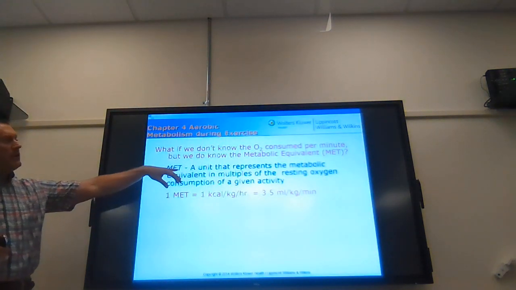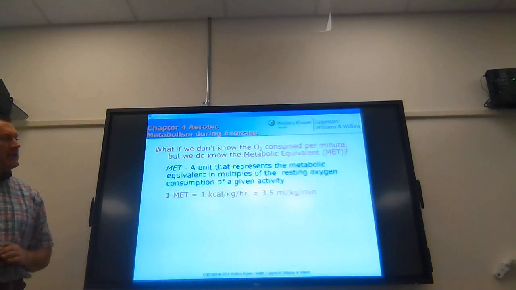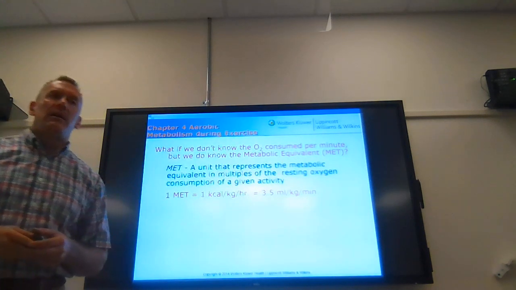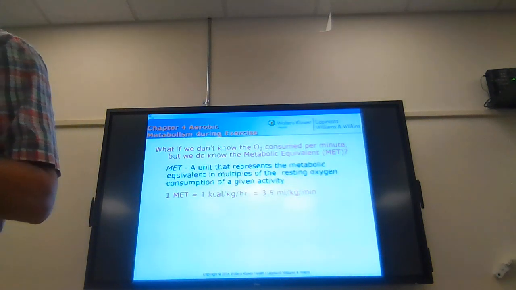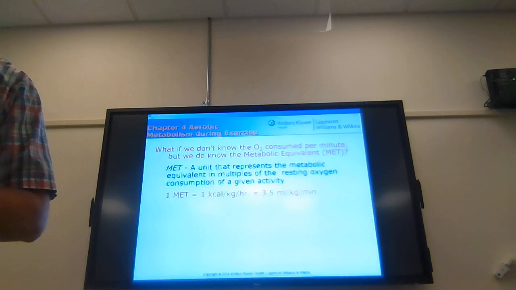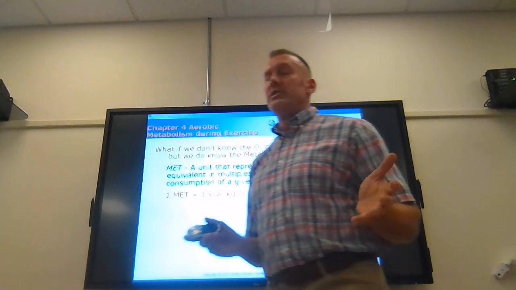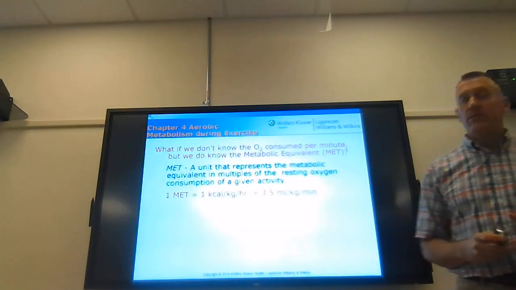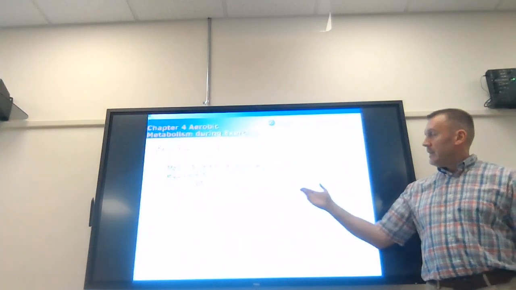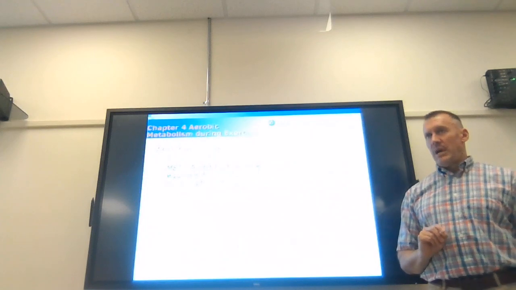So read the definition with me. A unit that represents the metabolic equivalent in multiples of the resting oxygen consumption of a given activity. Okay, so at rest, we consume, on average, 3.5 milliliters of oxygen per kilogram of body mass per minute. So everybody, on average, in a resting state, so right now, you're consuming roughly 3.5 milliliters of oxygen per kilogram of body mass per minute. So that represents 1 MET.